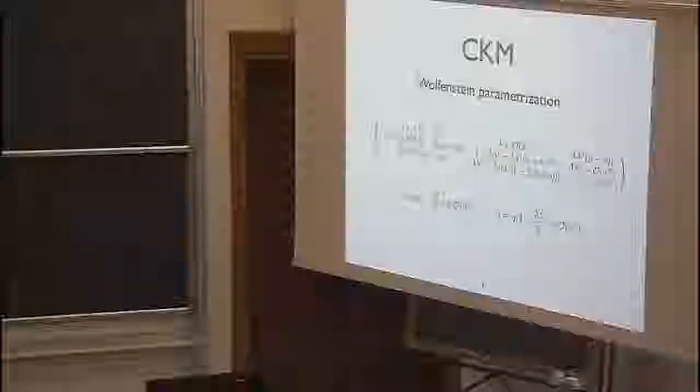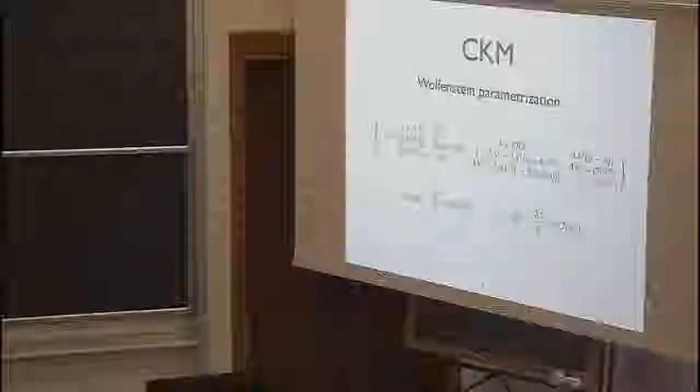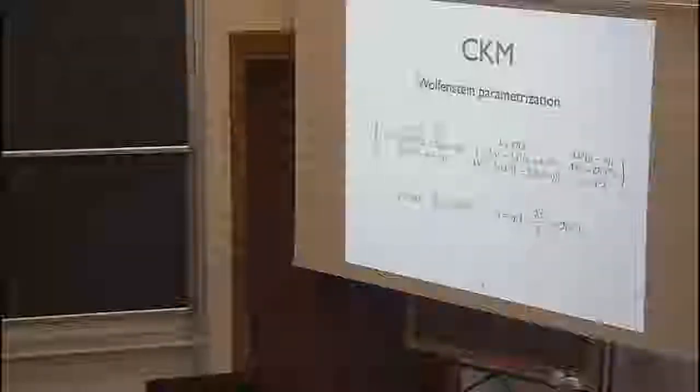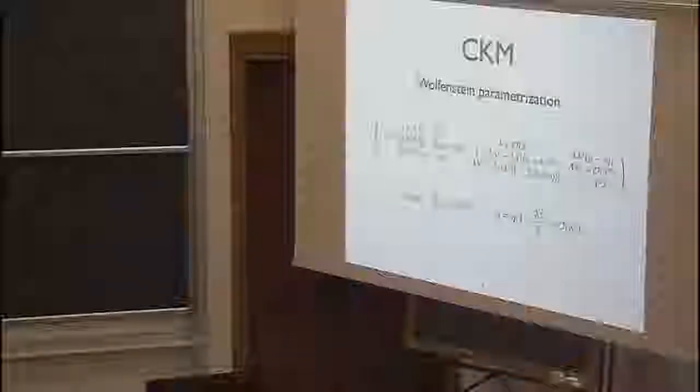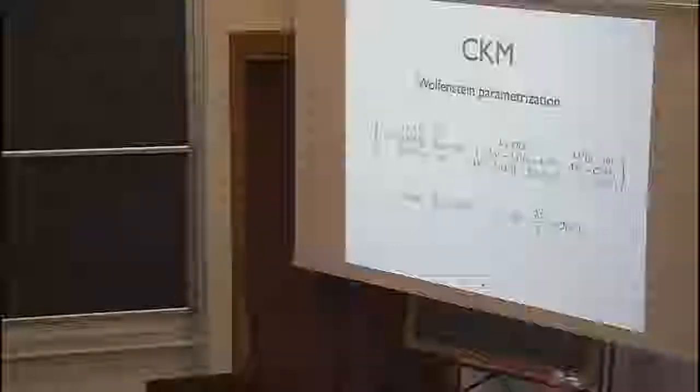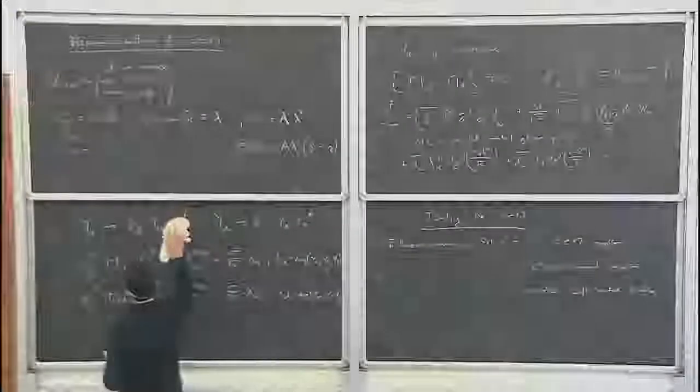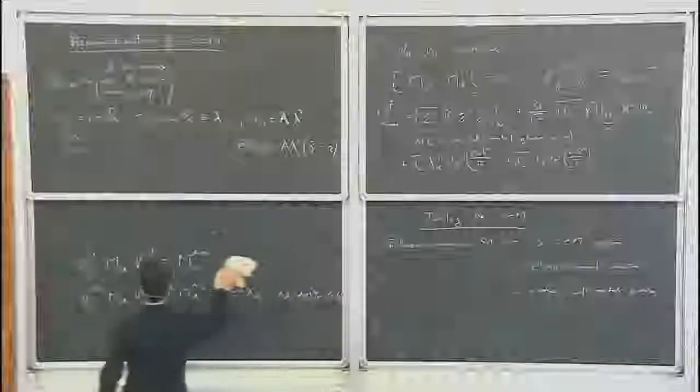So finally, the first thing that is useful to check when we try to test whether the CKM is the only source of flavor conversion and CP violation in the flavor sector in the standard model is to test the unitarity of the CKM. So let's write the unitarity conditions.